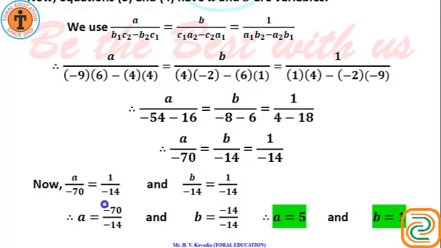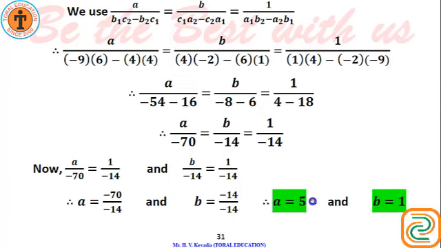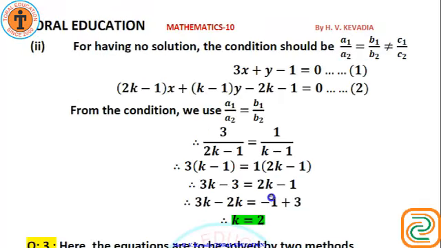A upon minus 70 equals to 1 upon minus 14, and b upon minus 14 equals to 1 upon minus 14. So 70 will go there, so minus minus becomes plus, and here minus 14 will go there, minus minus becomes plus. 14 5s are 70, so a equals to 5, and 14 ones are 14, that is 1. So we have a equals to 5 and b equals to 1. This is our answer.